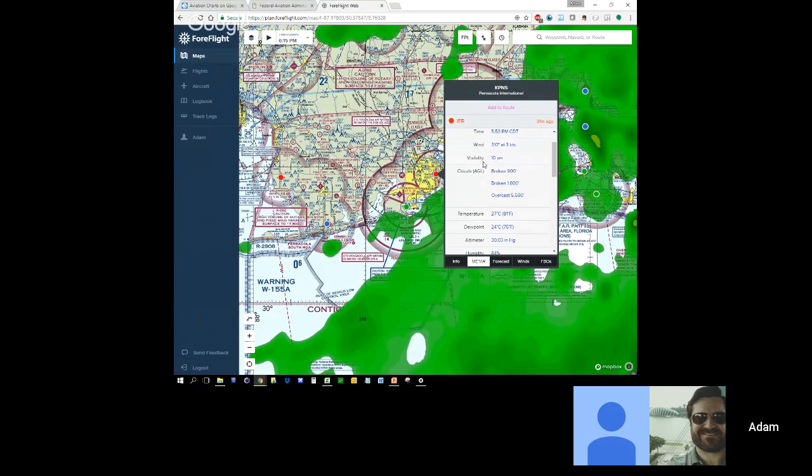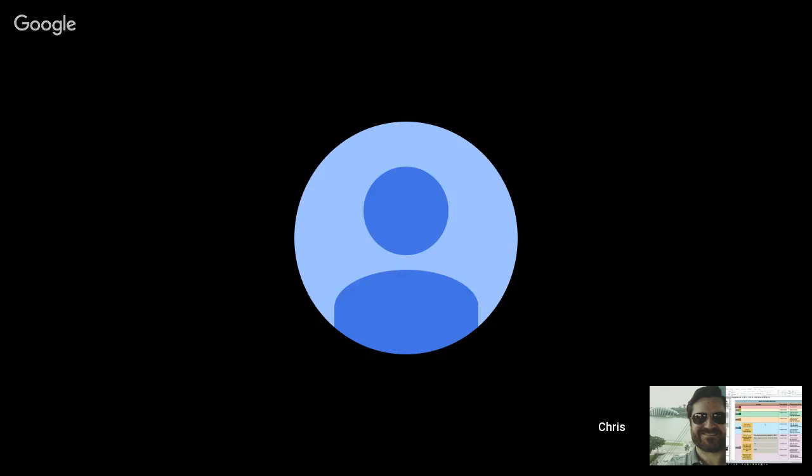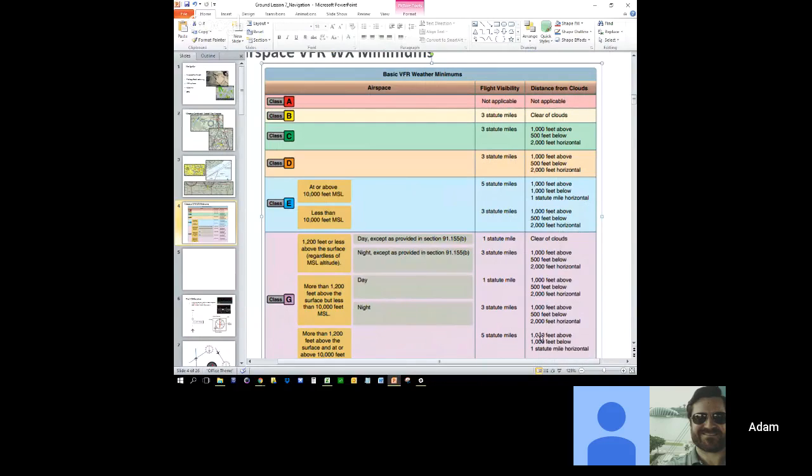So we've got 10 miles visibility, so we're good from a visibility perspective, but we are not from a cloud cover perspective. You can see they're reporting broken at 900 feet. If I go back over to my table, Class Delta is going to tell me that I need at least 1,000 feet above. So we're about 100 feet short. We need at least 1,000 feet of ceiling clearance in order for that field to be VFR.